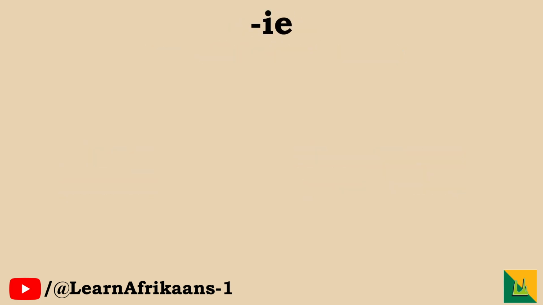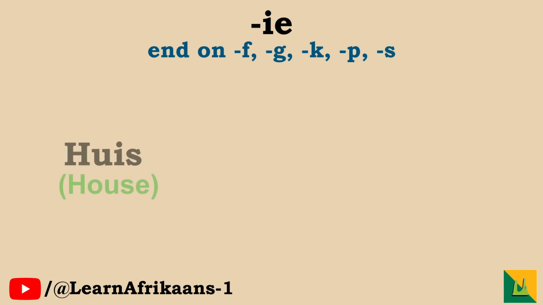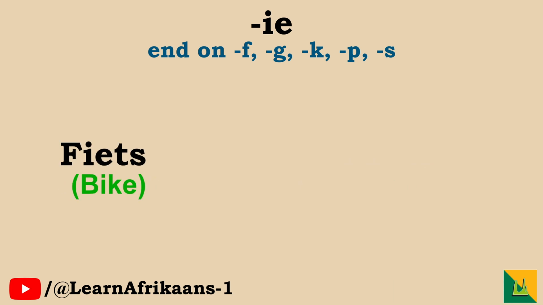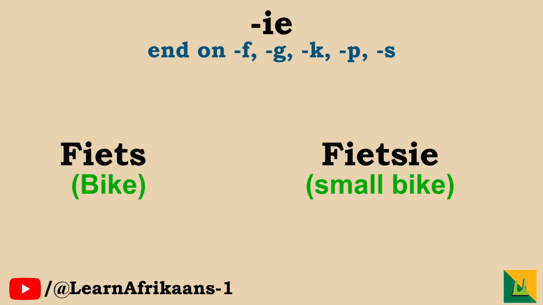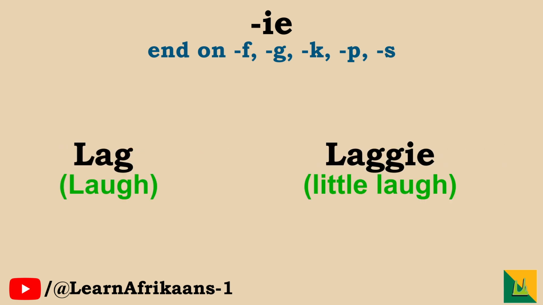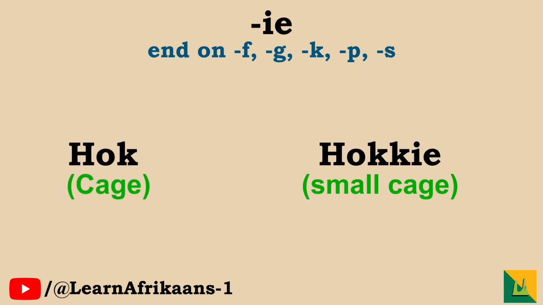ie is used for words ending in F, G, K, P, S, huis, huisie, fiets, fietsie. But if the word has a short vowel, remember to double the consonant. Lach, lachie, hok, hokkie.